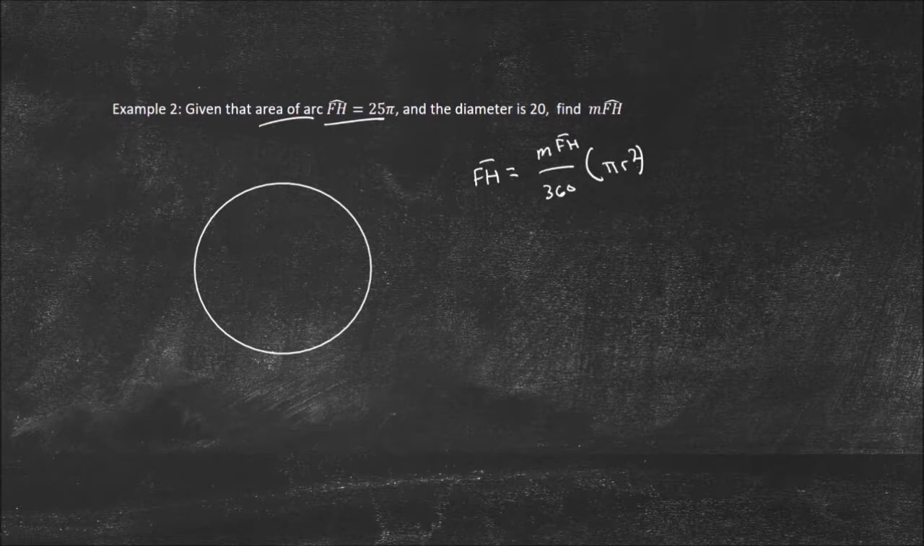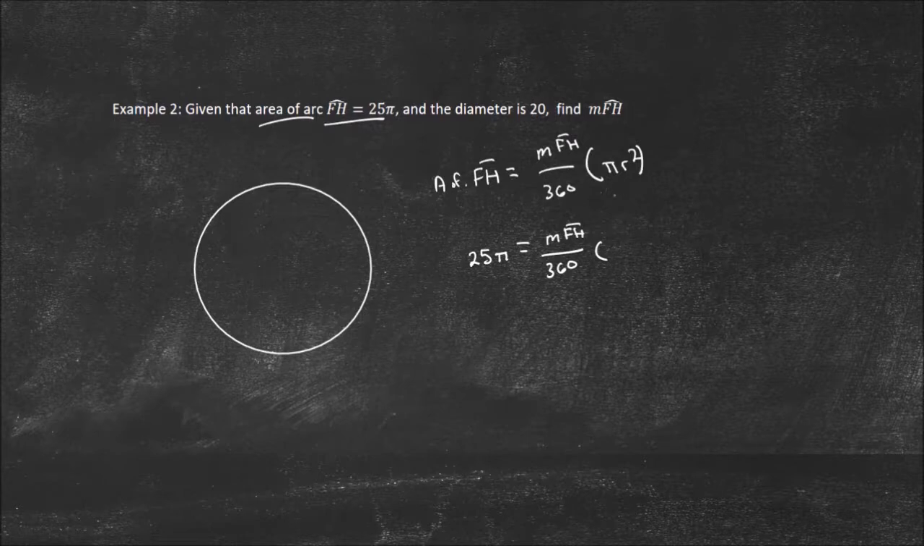Okay, and now I'm going to plug in everything I know. So I actually know the area, so area of FH I know is 25 pi. And now I know that that has to equal, well, the measure of angle FH, which is what I don't know, divided by 360 degrees, times pi r squared.